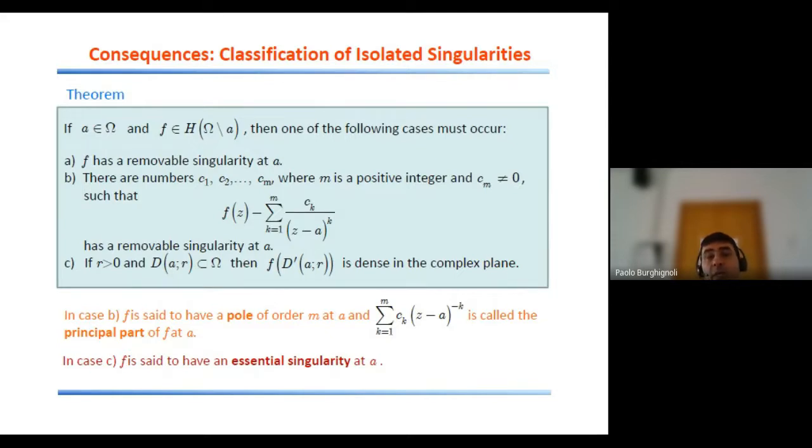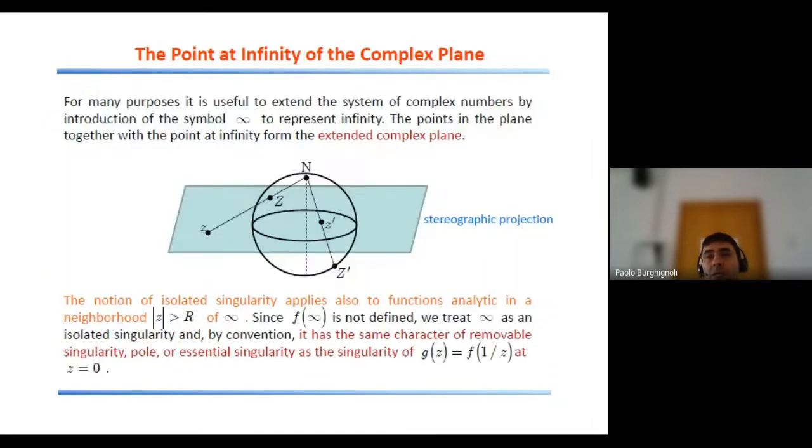In the second case, we say that the analytic function has a pole singularity of order m, and this finite summation in which there are the inverses of the monomials is called the principal part. That's the singular part of the function. In the third case, we say that the function has an essential singularity at the point A, which is essentially different, I would say, from the behavior of a pole singularity. And it's useful to extend this classification of isolated singularities also to classify the behavior of functions at infinity.